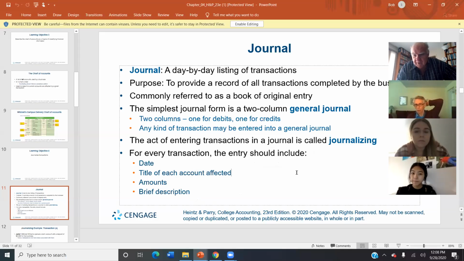If you can't write a brief journal entry description in about 6 words or so, that indicates a problem, indicates there might be something wrong with your journal entry.